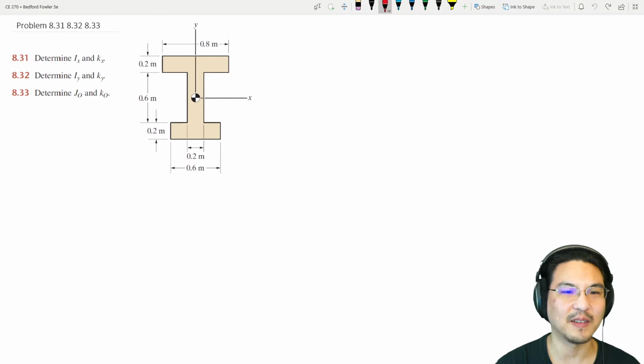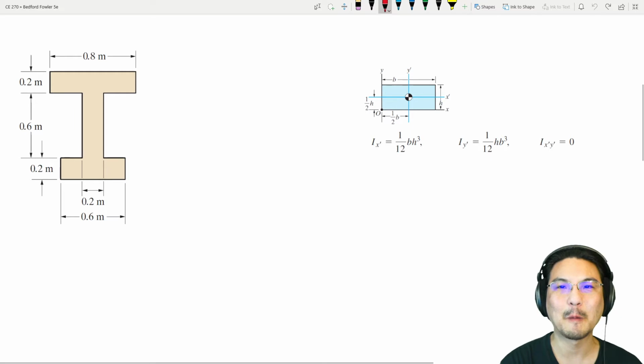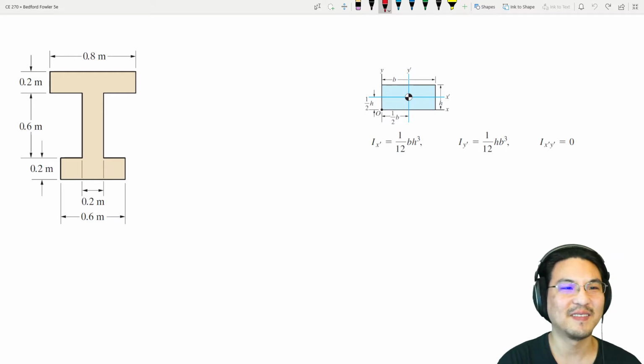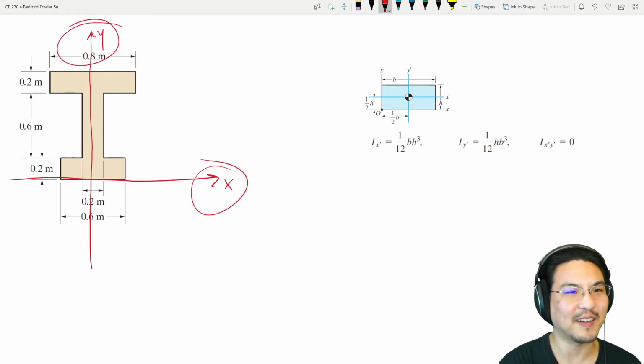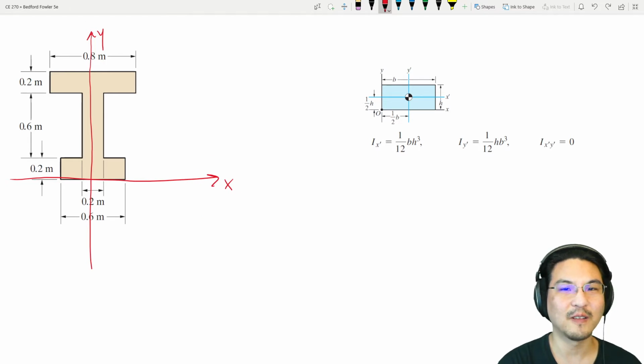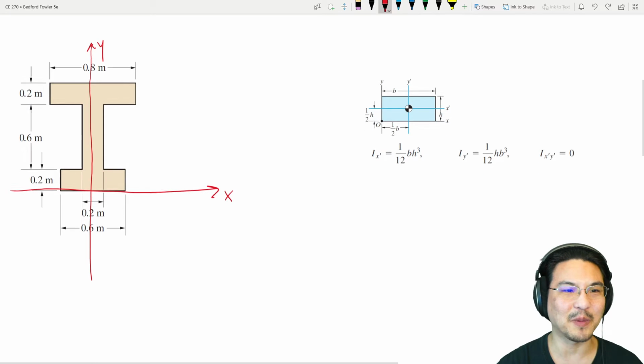So I copied and pasted that picture, but I just got rid of the centroid. So how about we pick axes? I think it's good to pick right through the middle because of the symmetry. And then how about just like at the bottom over here? Okay, so we got these new coordinate axes. Let's solve for the moments of inertia about these axes. Then we'll figure out the location of the centroid, and then we'll use the parallel axis theorem.